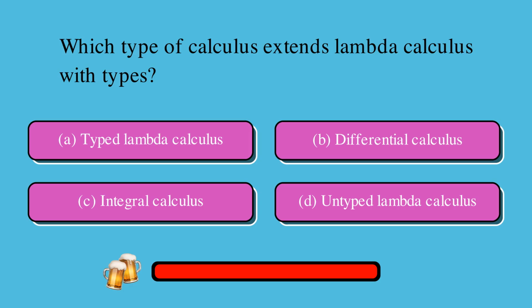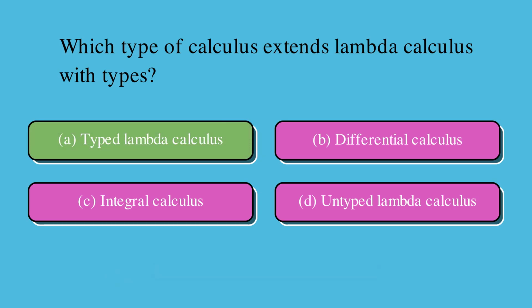Which type of calculus extends Lambda Calculus with types? Is it A, typed Lambda Calculus, B, differential calculus, C, integral calculus, or D, untyped Lambda Calculus? The correct answer is A, typed Lambda Calculus.